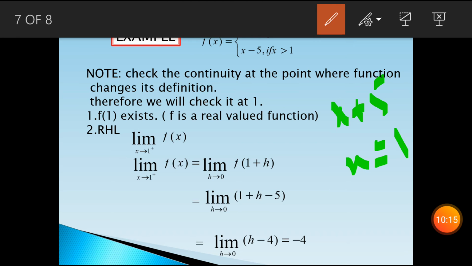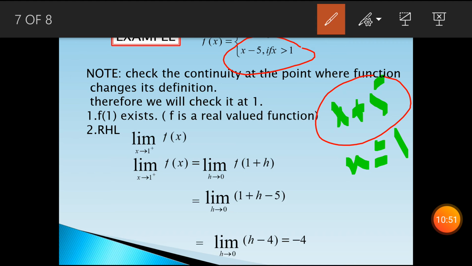First of all, note that if you want to check continuity, the expected point of discontinuity is where the function changes its definition. Here, for x less than or equal to 1, the definition is x plus 5. For x greater than 1, the definition is x minus 5. It means 1 is the turning point here, so we are going to check whether the function is continuous at 1 or not. If it is continuous at 1, it means it will be continuous in the domain.